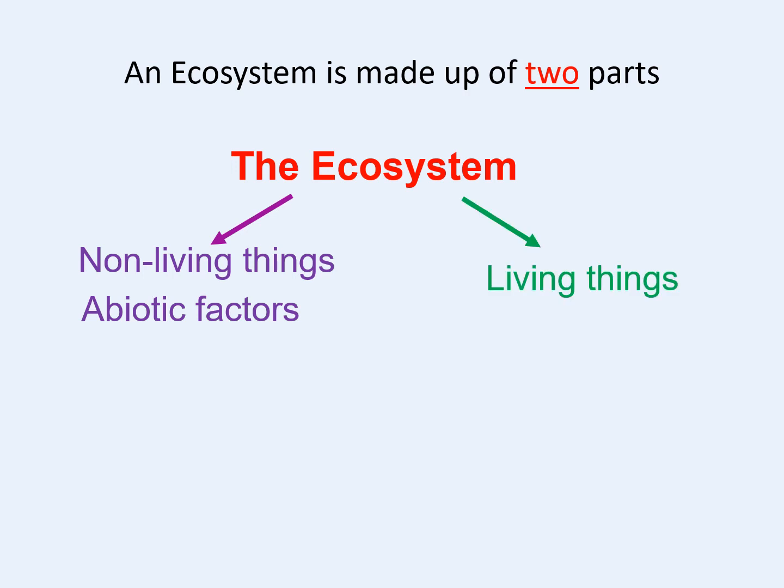Now, another way of describing living things would be biotic factors. So we're going to go into the two terms, abiotic factors and biotic factors, in a little more detail. And a way that you can remember the difference between abiotic factors and biotic factors is biotic starts with bio, and bio is in the word biology, and biology is the study of living things.